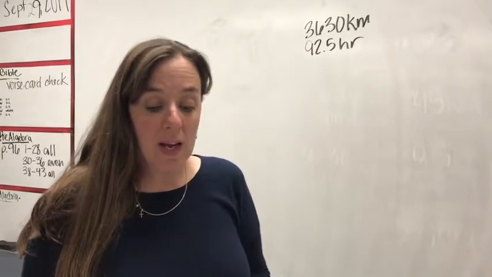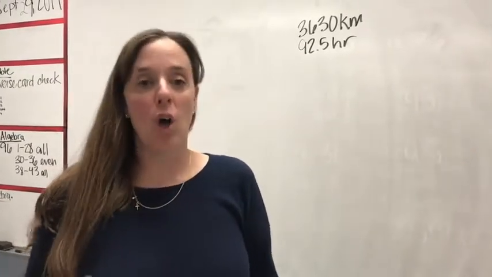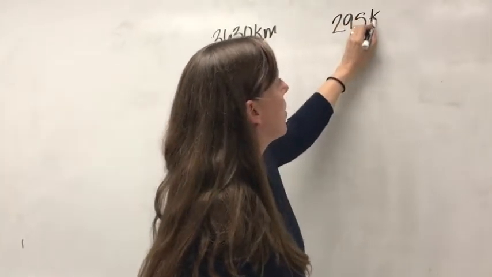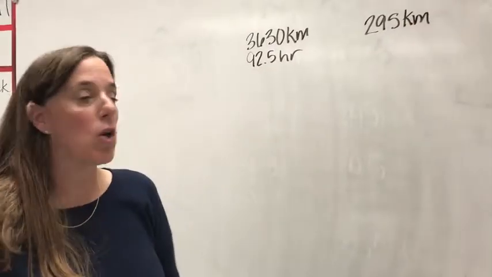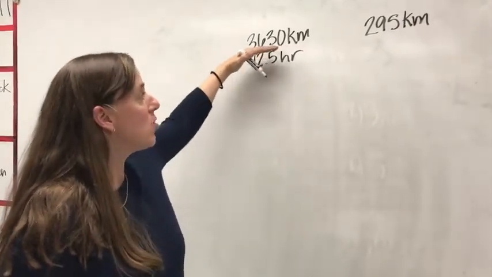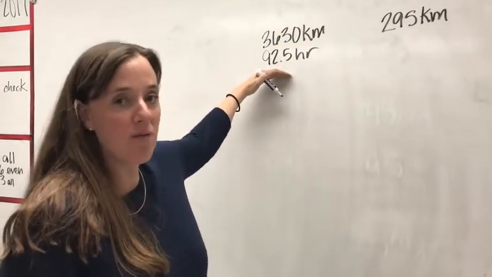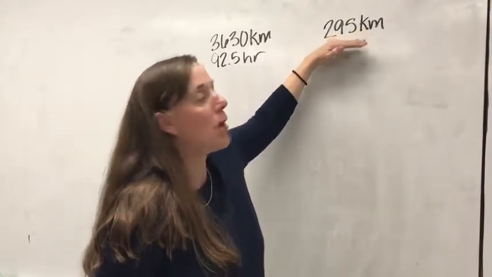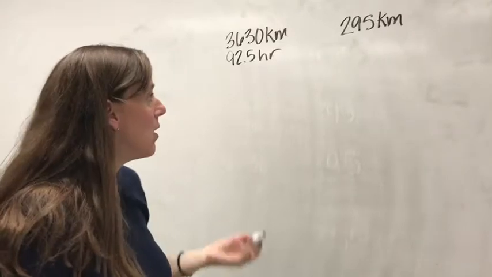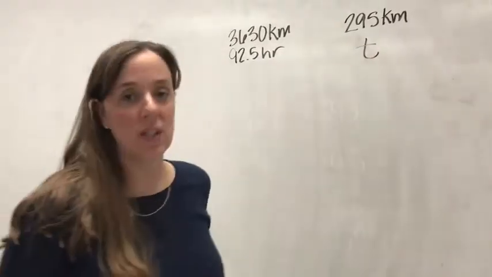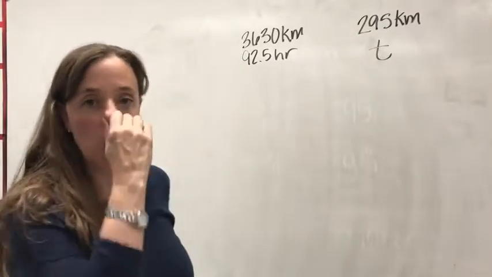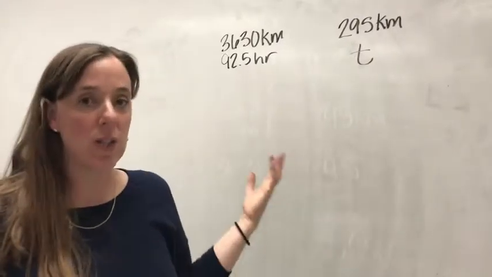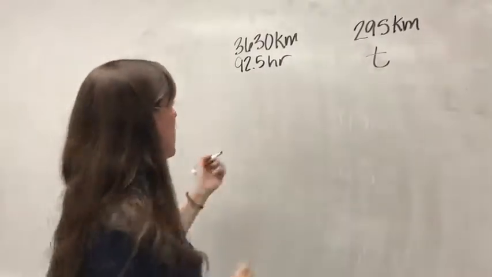Traveling at his average speed, the question is, how long would it take him to ride only 295 kilometers, okay? So we have 3,630 kilometers over 92.5 hours, and we want to know how many hours it would take him to go 295 kilometers, okay? So we're going to let t equal the time it would take him to go 295 kilometers. Okay, so this is basically a proportion, so two ratios that are equal to each other, okay? And we're going to solve for t.